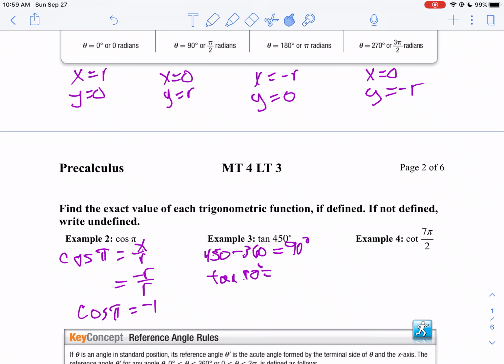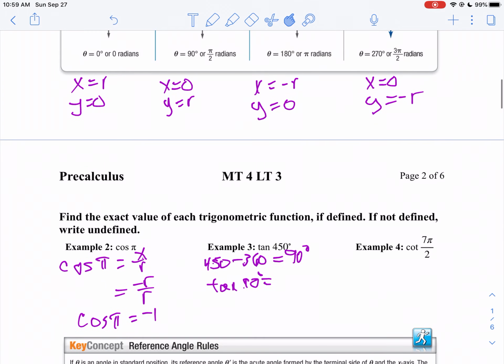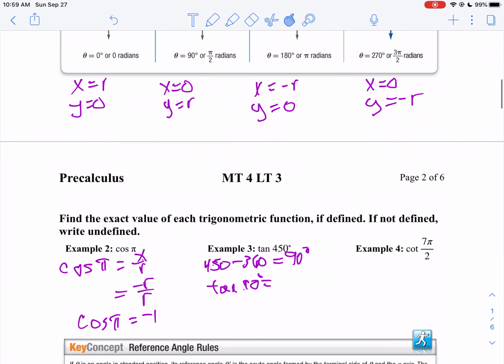Well, if we look at our 90 degrees, x is 0 and y is r. Since we're doing tangent, that's y over r. Try that again, y over x for tangent. So the tangent of 90 degrees is going to be r over 0. You can't divide by 0, so the tangent of 90 degrees is undefined.